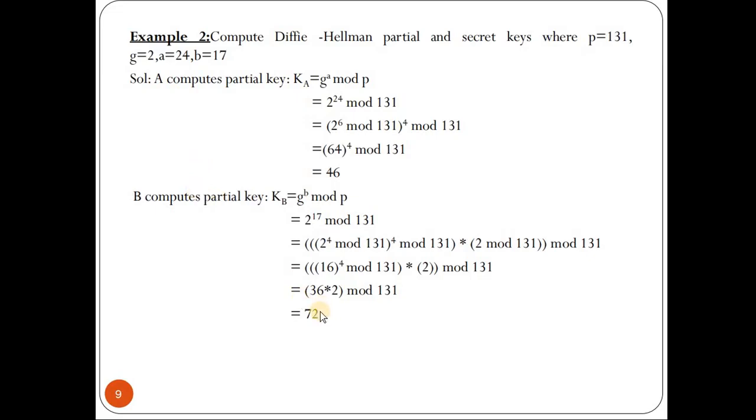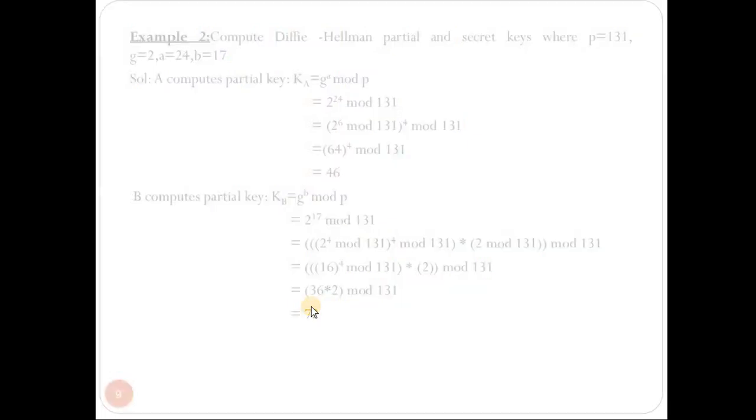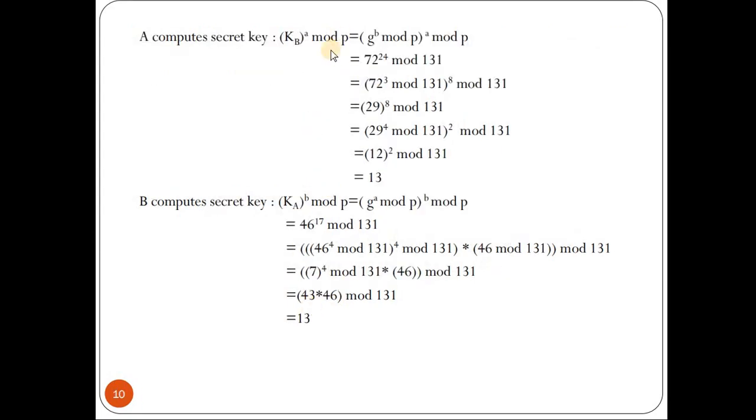Now this is sent to A. Next we need to compute the secret key. So coming to the secret key. The secret key computed by A is G to the power B mod P whole to the power A. You know that G to the power B mod P is 72 from the previous slide.